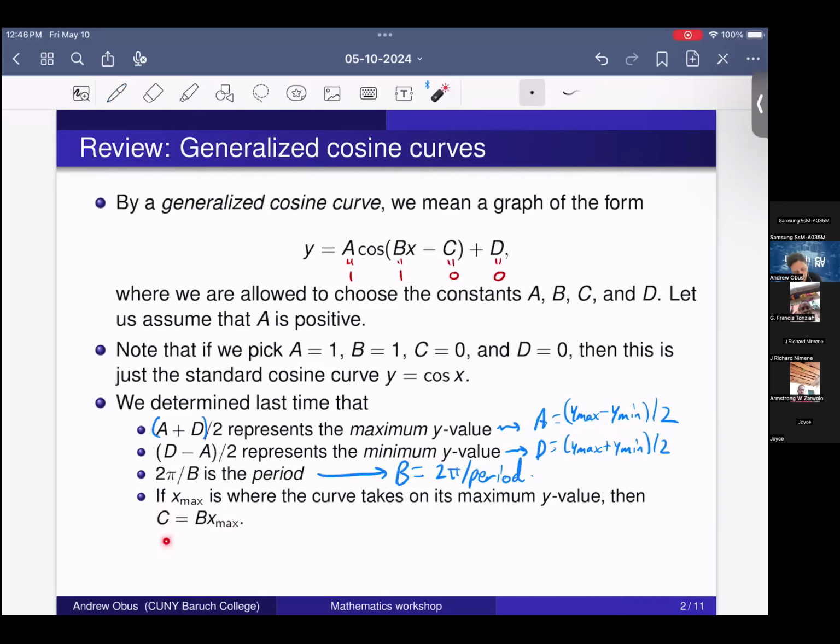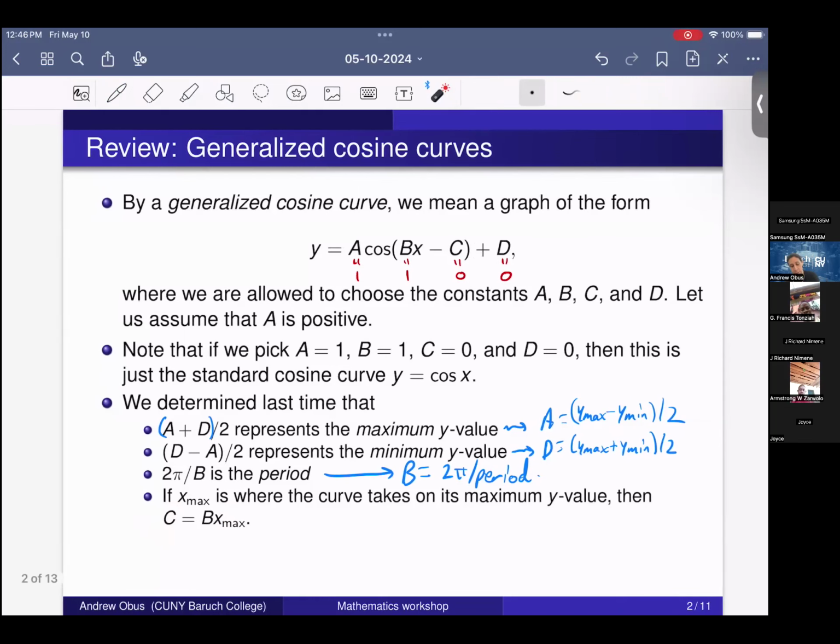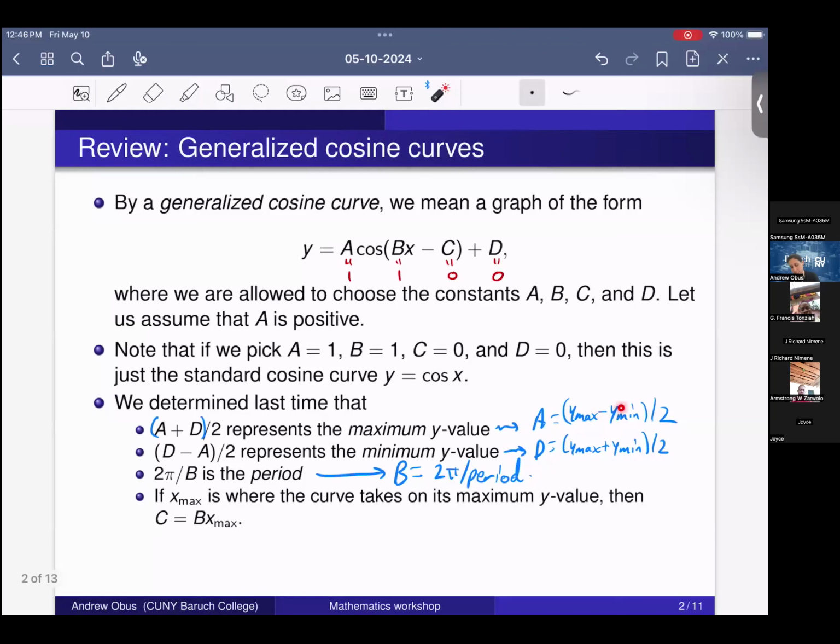And then this equation here tells you how to figure out c. So if you have data that you're going to model with the generalized cosine curve, then you need to find these quantities from the data. You need to know the maximum y value, the minimum y value, the period, and also the x value where you take on your maximum y value. And if you know all of these things, then you can figure out the constants A, B, C, and D.